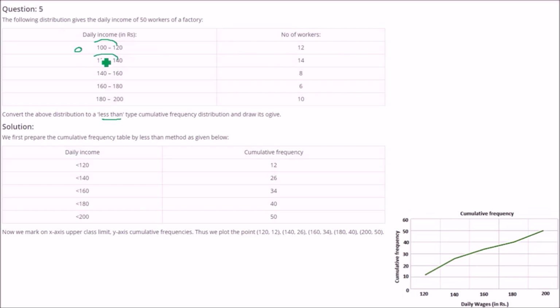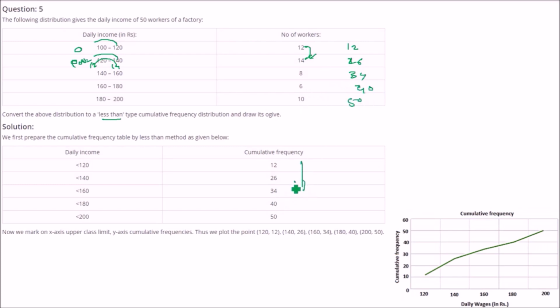But when you say less than 140, it includes 100 to 120 also, and 120 to 140. So this will be 12, this will be 14. So you have to add 14 and 12. That is why you have to compute the cumulative frequency. So this is how we compute it. 12, 12 plus 14 will be 26, 26 plus 8 will be 34, 34 plus 6 will be 40, and 40 plus 10 will be 50.